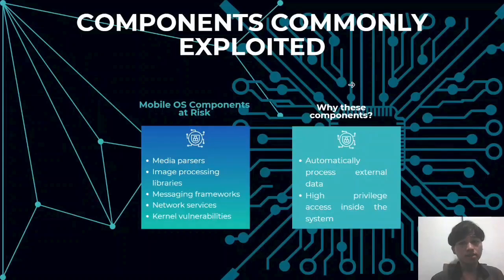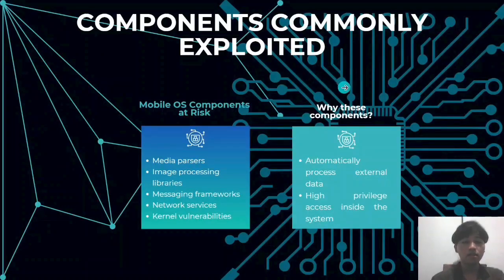Components that are commonly exploited. Mobile OS components at risk are media parsers, image processing libraries, messaging frameworks, network services, and kernel vulnerabilities. Why these components? They automatically process external data and have high privilege access inside the system.